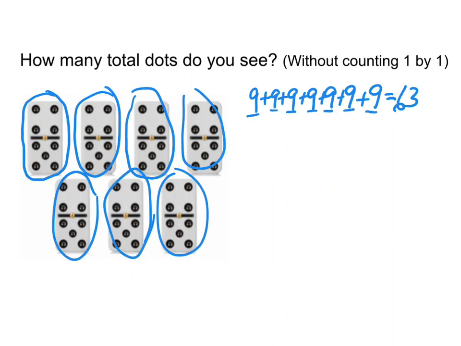Well, Jim, a way to simplify it even more is, since you are adding 9 seven times, 1, 2, 3, 4, 5, 6, 7, you have 7 groups of 9, so you could write it as 7 times 9. And we'd still get the same answer, 7 groups of 9.